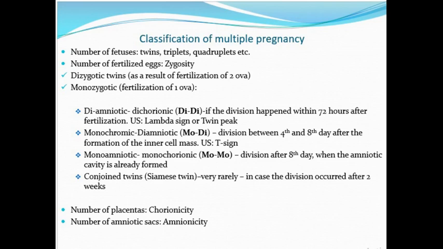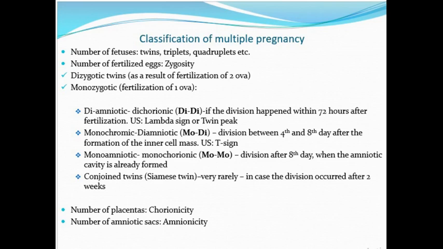We may also find monoamniotic and monochorionic twins. That is, we have one amniotic sac and one chorion or placenta for these fetuses, and it's usually when the division takes place after the eighth day of fertilization, when the amniotic cavity or the amniotic sac was already formed.